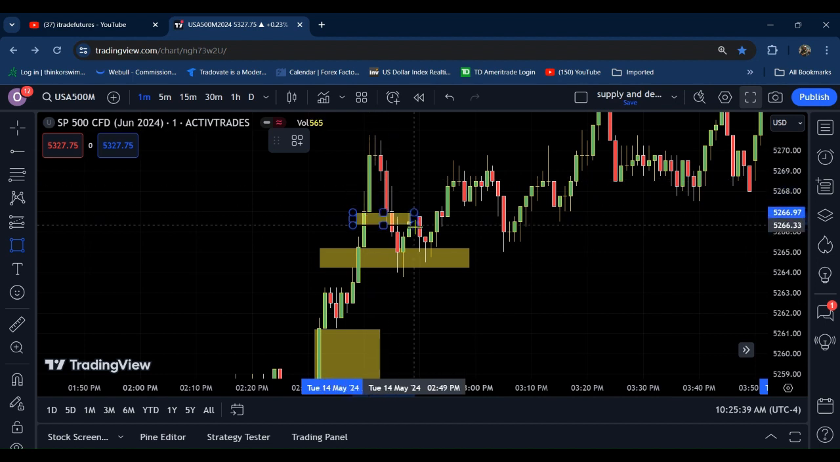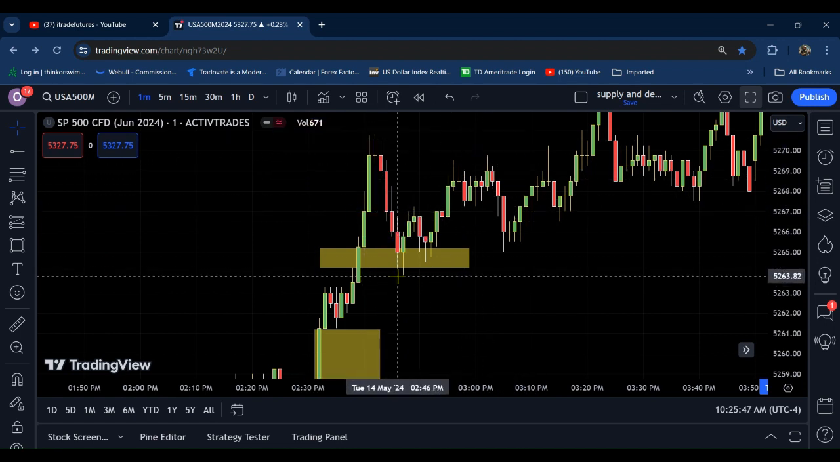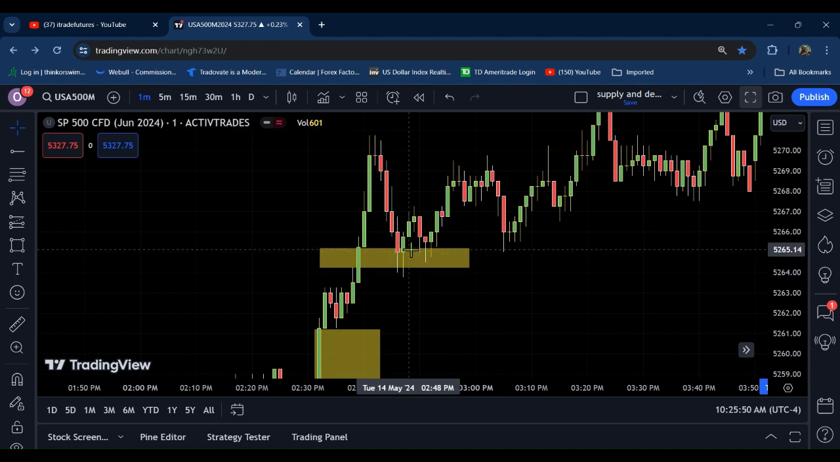And there's one, and there's also one right here. Now this one and this one was not respected, so we don't really need to leave them on the chart. But this one, as you can see, the candle body's never pierced it. So that's an important one.